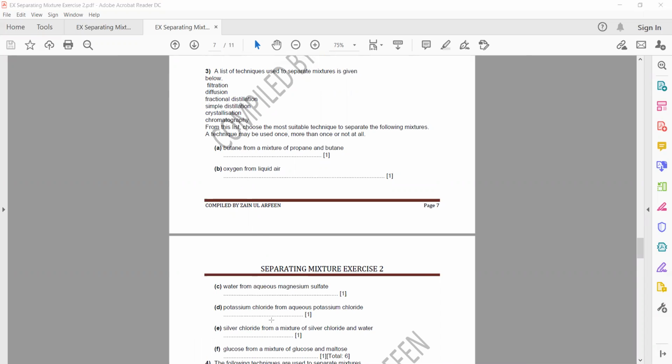Potassium chloride from aqueous potassium chloride means we need a salt from salt solution. Which method can be used? Crystallization. Yeah, crystallization can be used to obtain salt from salt solution.